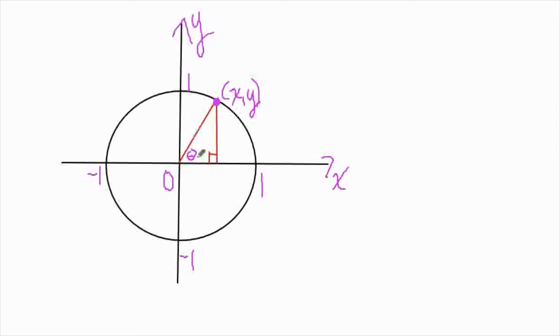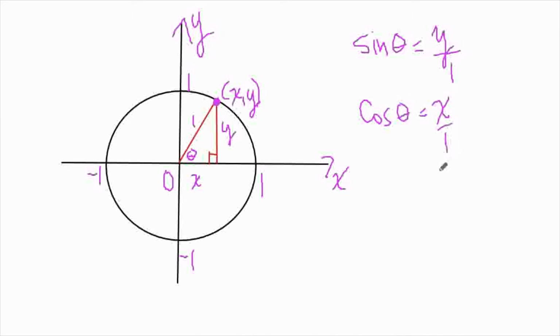So for that angle, the bottom side of the right triangle is going to have a length x. This is going to have a length y. The hypotenuse is going to have a length 1. For that situation, the sine is going to be y over 1. Later on, I'll change 1 to r. Cosine is going to be x over 1. Tangent is going to be y over x.